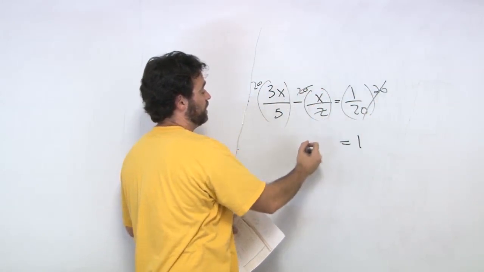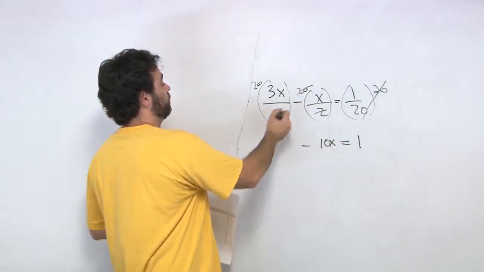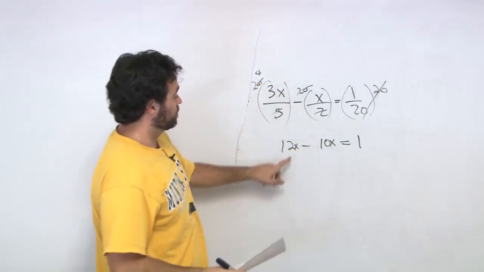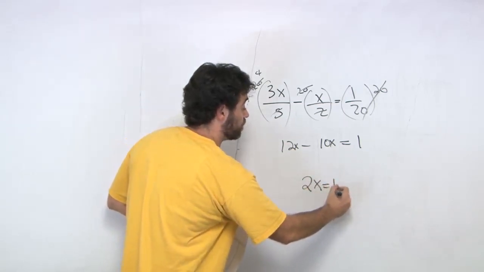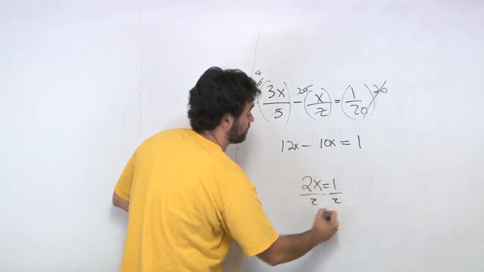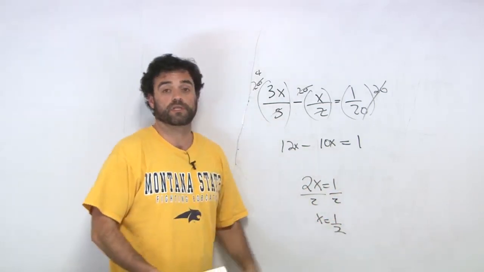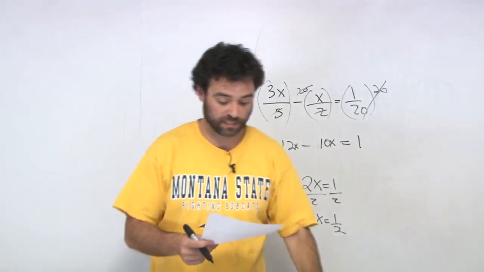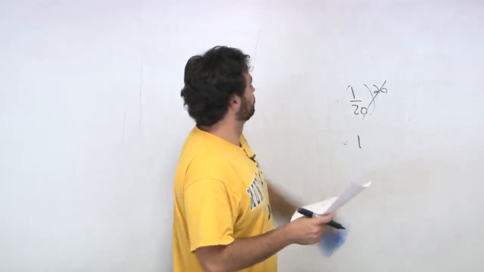2 goes into 20 10 times, 10x. 5 goes into 20 4 times. That's 12x. So I get 12x minus 10x is 2x equals 1. Therefore, divide by 2, x is equal to 1/2. Okay, and there's our solution. And again, I leave it to you guys to check that out. Make sure that is the answer. Okay, keep going with these problems.